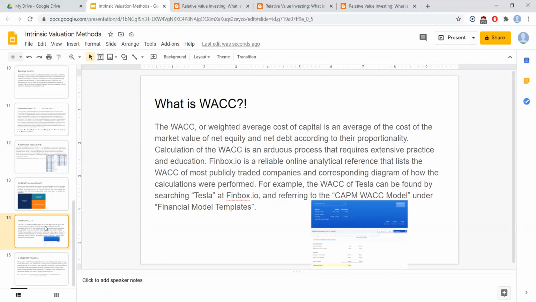The calculation of the WACC is an arduous process that requires extensive practice and education. Finbox.io is a reliable online analytical reference that lists the weighted average cost of capital of most publicly traded companies and a corresponding diagram of how the calculations were performed. For example, the weighted average cost of capital of Tesla can be found by searching Tesla at finbox.io and referring to the capital asset pricing model for working out the weighted average cost of capital under financial model templates.